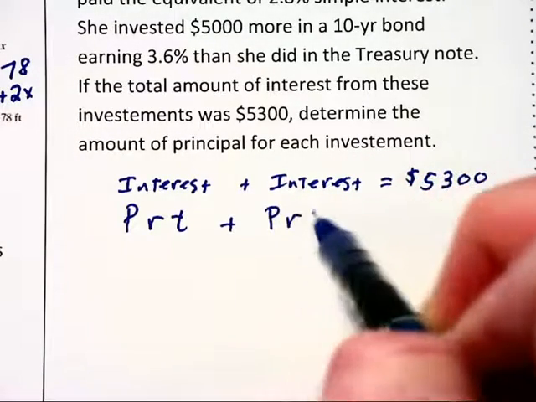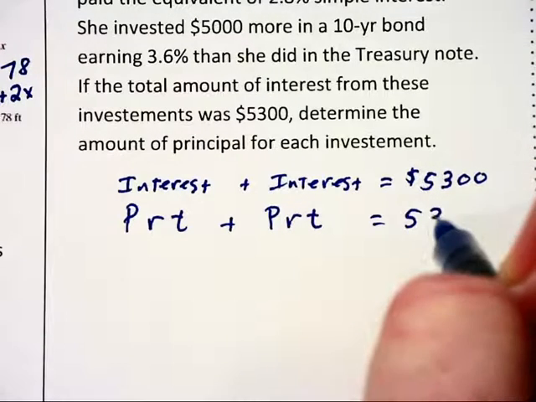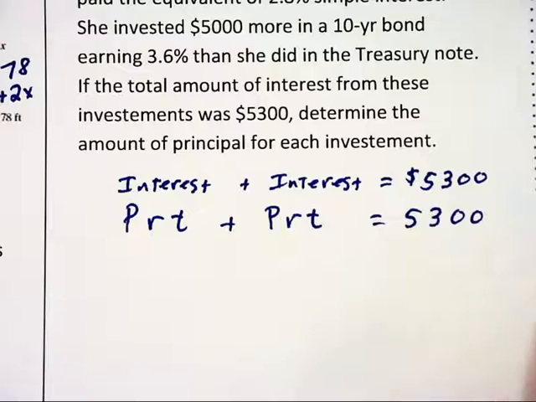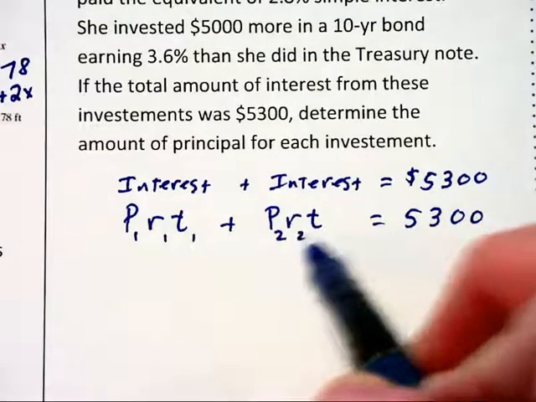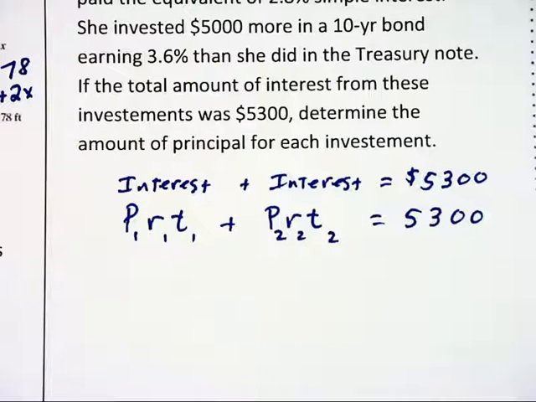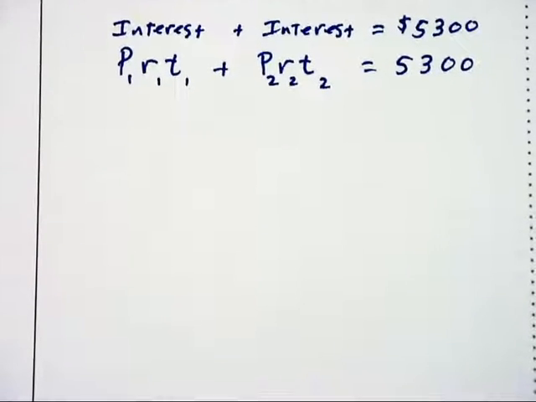So in each of these cases, we're going to have a principal, rate, and time. And I know that the P's, R's, and T's are different. If you want to put little subscripts of 1 and 2 so that they can be told apart from each other, that is perfectly fine. We're trying to find the principal in each case.